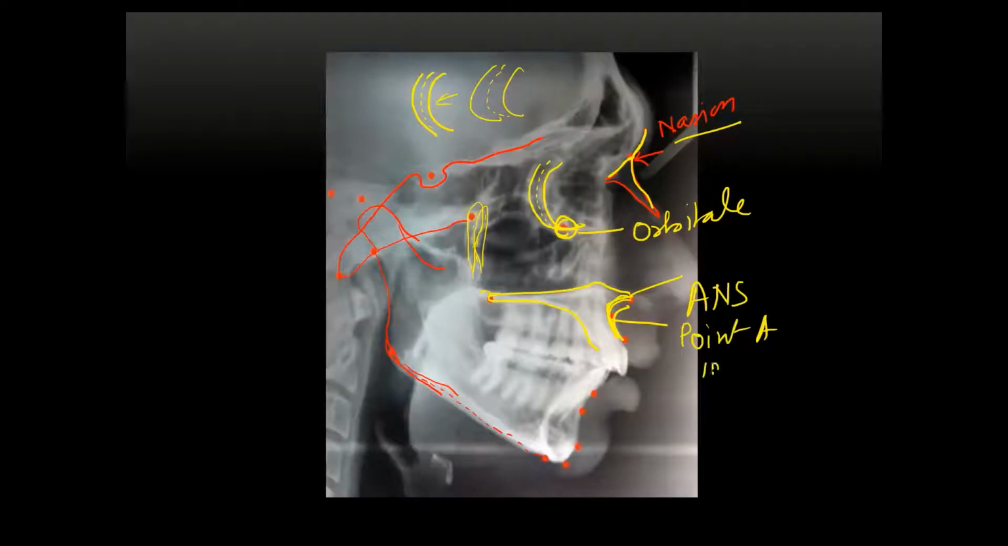Deepest point. This is the deepest point, point A. This is also called subspinal. Why subspinal? Because it lies below the anterior nasal spine. Sub is below, so below the spine is subspinal. Point A is called subspinal because it lies below the ANS.